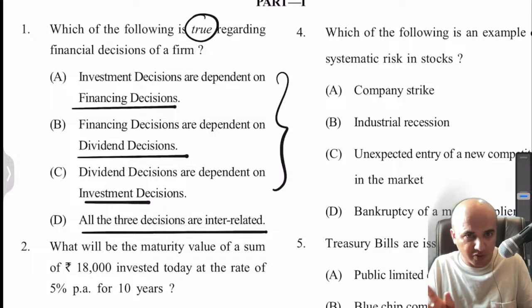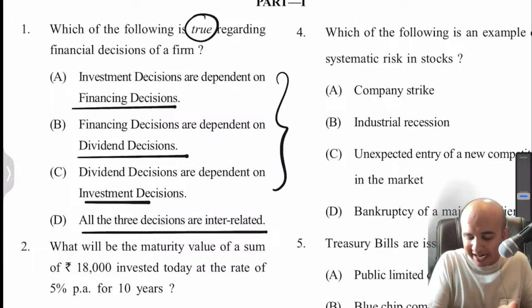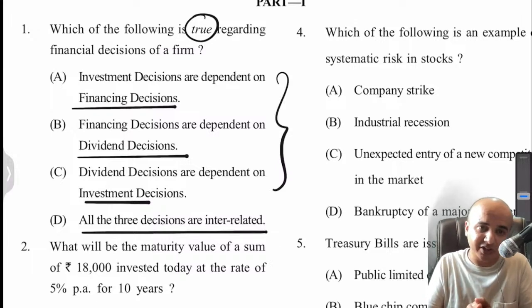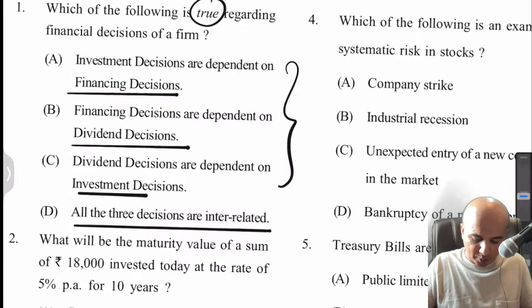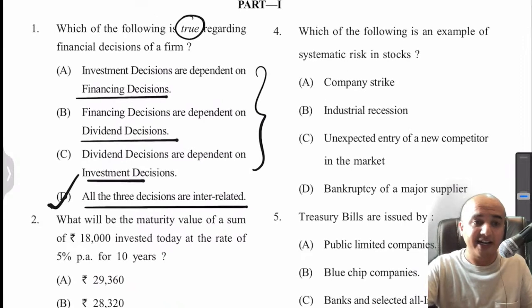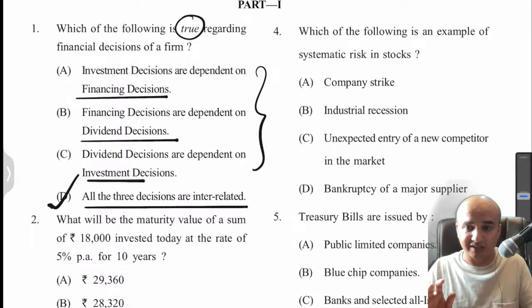So in summary, what we can understand is all the three decisions, whether it is investment, financing or dividend decisions, are all interrelated and influence one another with respect to financial decisions of a firm. So therefore, option D is in fact the right option. I hope it makes sense.